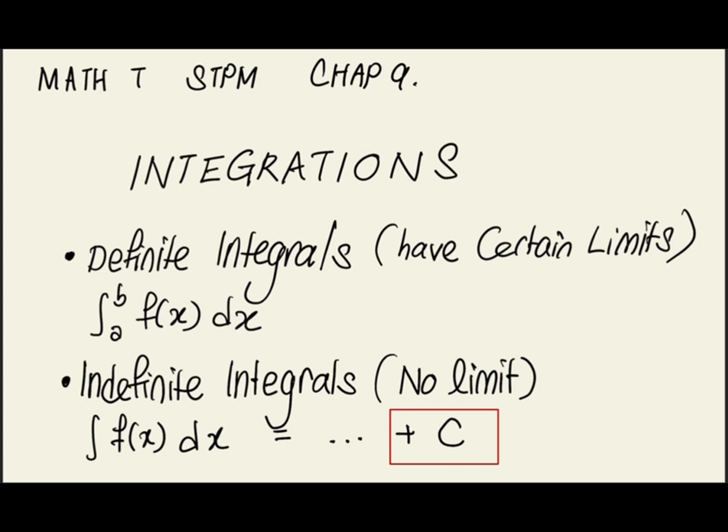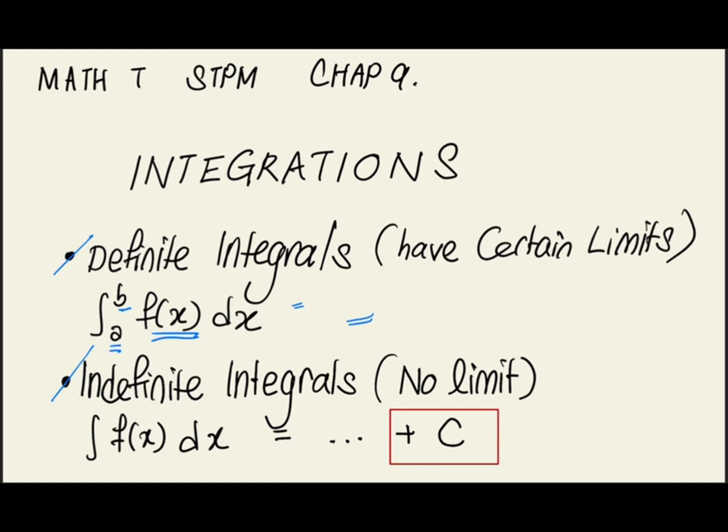So without any further ado, let's start with the chapter integrations. In the STPM syllabus, there are two types of integrals. One is definite integrals and the second type is indefinite integrals. For definite integrals, they have certain limits for the integration. Let's say I integrate f(x) from a to b. That means I set boundary limits for my integration, so I can get the full answer without any variables.